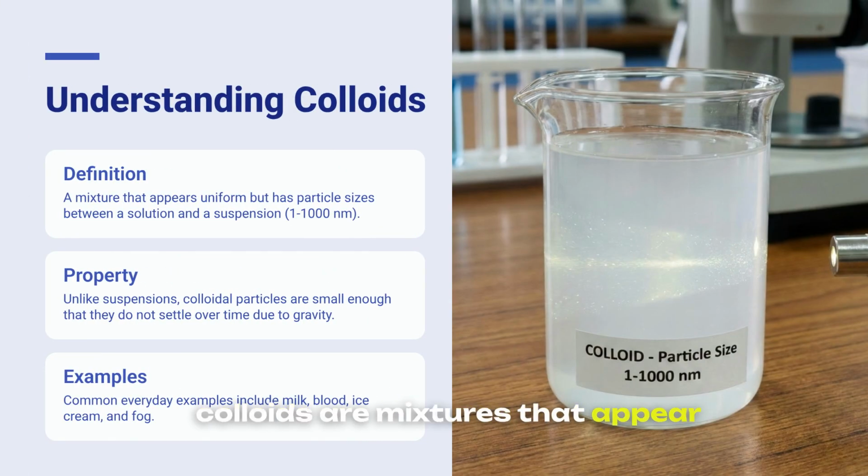Colloids are mixtures that appear uniform, but have particle sizes between a solution and a suspension, ranging from 1 to 1,000 nanometers. Due to their small size, colloidal particles do not settle over time by gravity. Common examples include milk and fog.